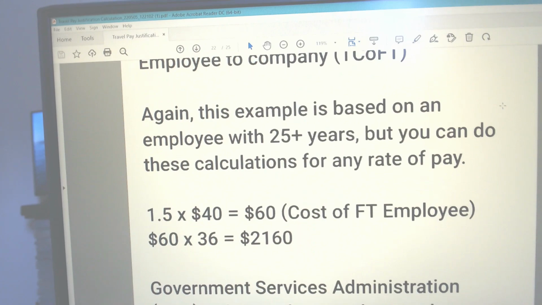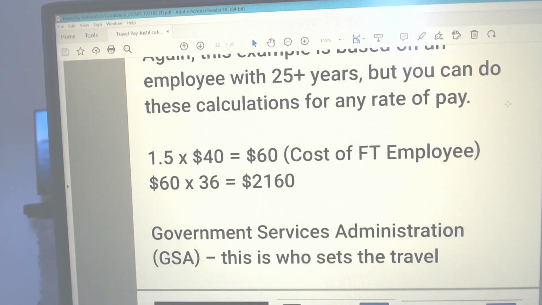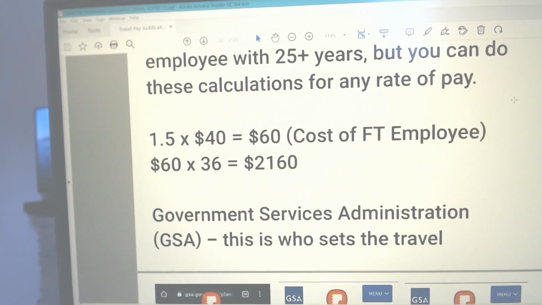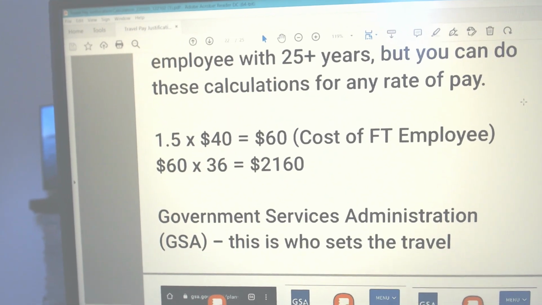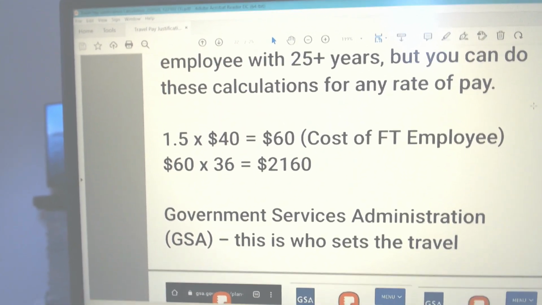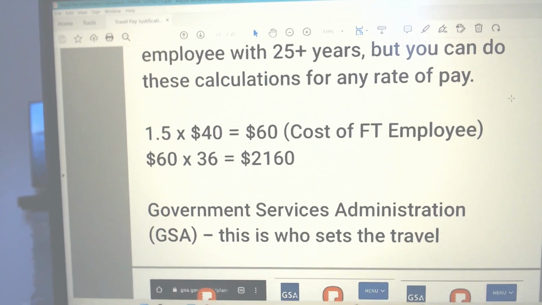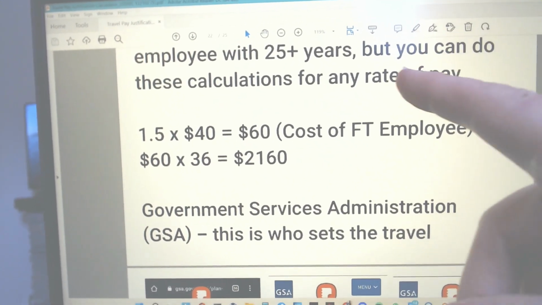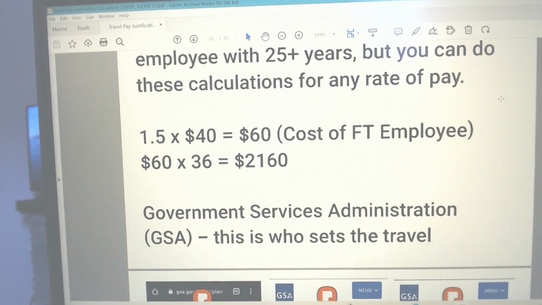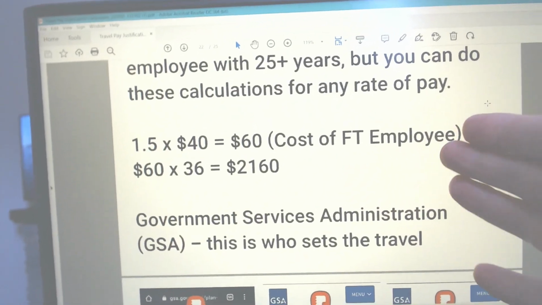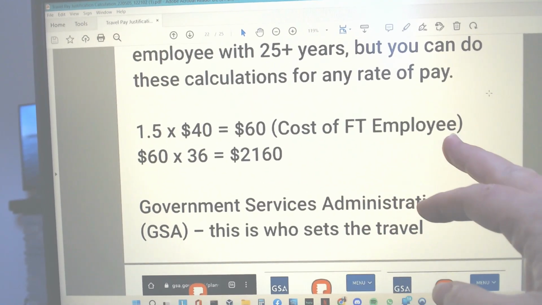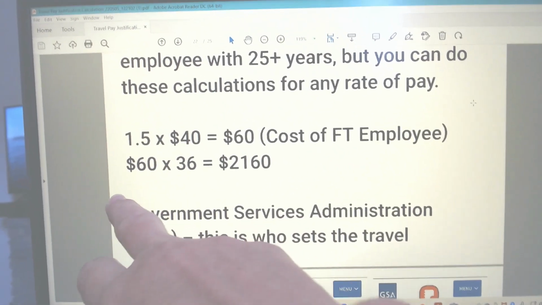You can do these calculations for any rate of pay. So my rate of pay is going to be $40 an hour. That is base. It's not night shift differential. I do look for higher pay if they're asking for a night shifter. I do. So 1.5 times 40 is $60 an hour. $60 an hour is what it costs that company for a full-time employee.